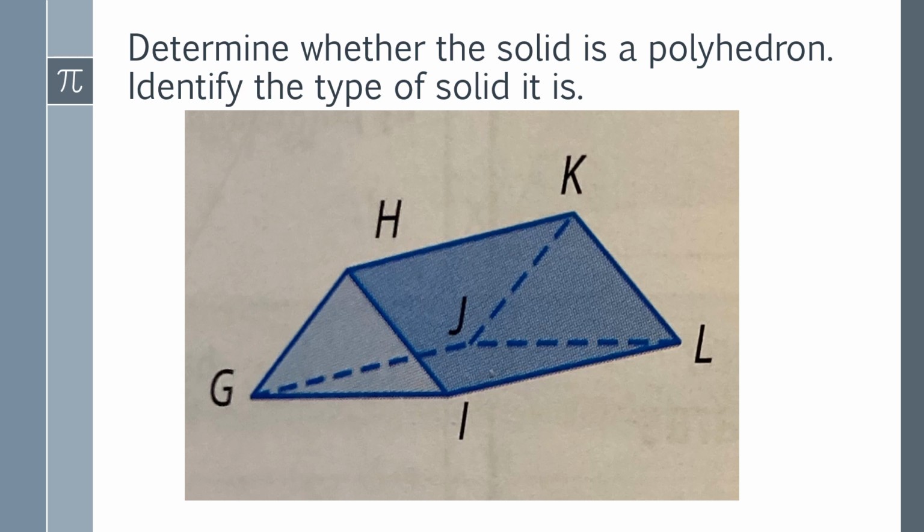Okay, is this solid a polyhedron? And what type of solid would it be? The answer to that is yes, this is a polyhedron. And what type of solid is it? Well, since the 2 faces or the 2 bases are triangular, this is a triangular prism.